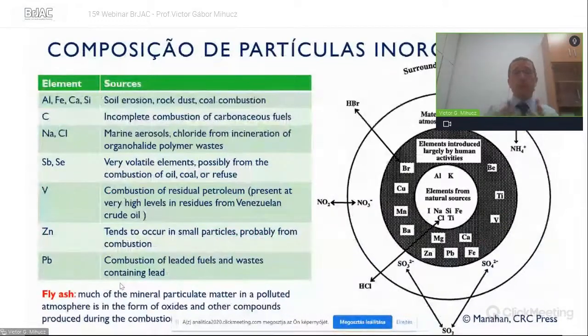And if we are looking at the composition of inorganic particles, so again, we are looking at the element side, we can detect elements like aluminum, iron, calcium, silicon, which originate from soil erosion, rock dust, coal combustion. We also have marine aerosols. Again, the PM composition in cities next to the oceans or the sea is completely different from landlocked countries, like, for example, Hungary. Then we have a lot of elements which were introduced by human activities.